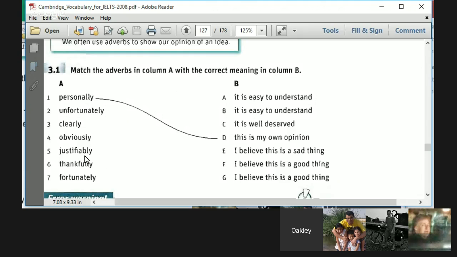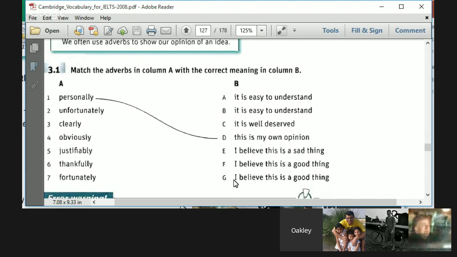Come to think of it. Yeah, well, maybe, but all right, that's a little harder. Justifiably, the American public will reject Donald Trump in the election. Okay, it's well deserved. That's kind of how you use that. Michael, number 6. Thankfully, I believe this is a good thing. Yeah, exactly. And then, of course, Nasser, number 7.